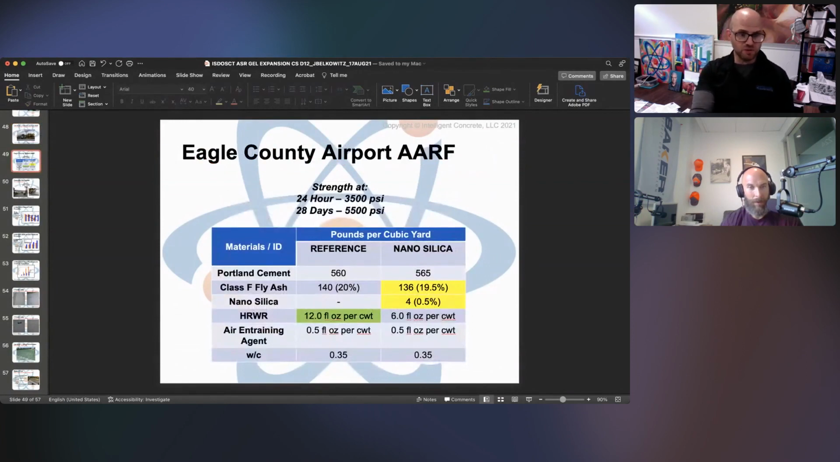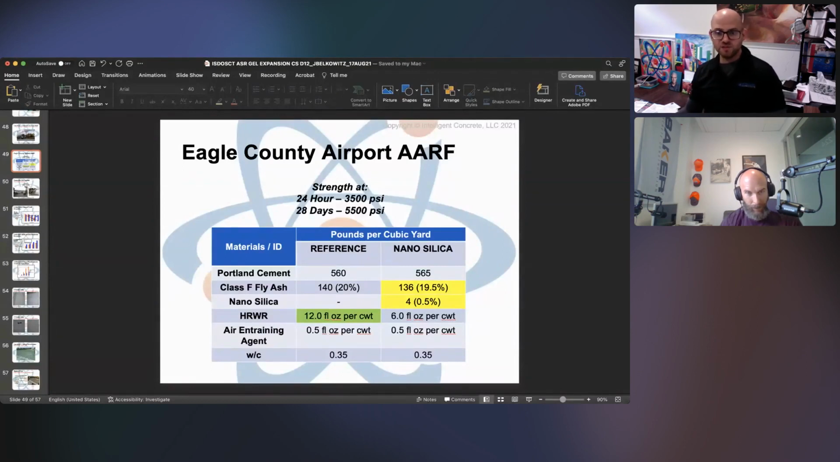Ultimately, they were trying to get 3,500 PSI in 24 hours. This taxiway was in front of an air rescue facility, so they had to be able to take off in 24 hours with their huge firefighting vehicles that almost look like MRAPs. So a lot of powder, low water cementitious ratio. The reference mix is on the left. The nanosilica engineered concrete is on the right.